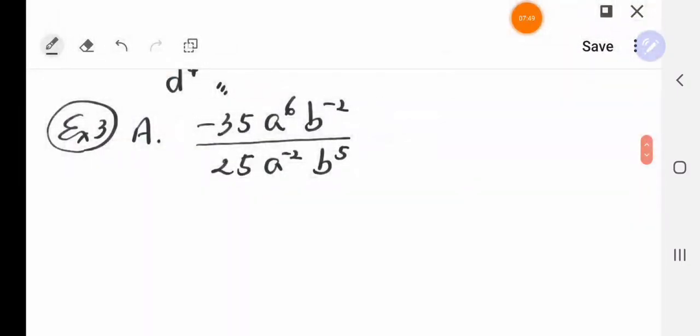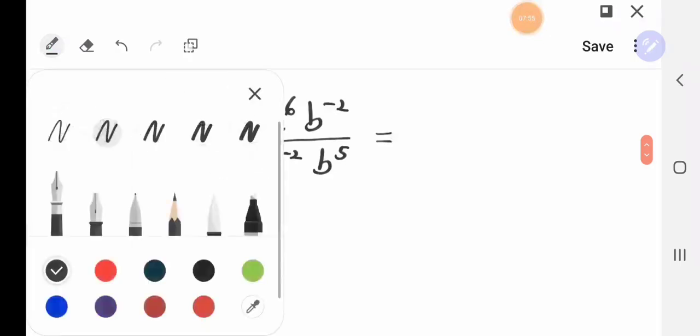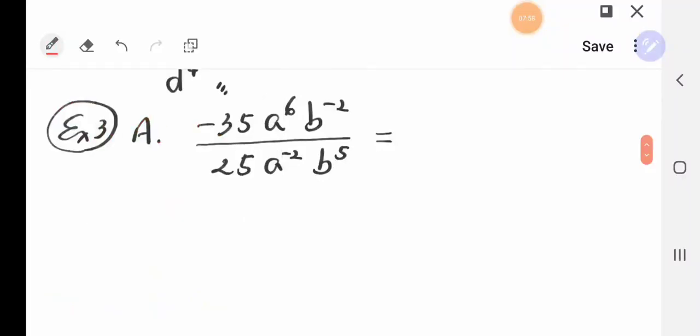Okay, exercise 3, letter A. Let's simplify this. So before we do this, let's reduce numbers. 35 and 25, they are both divisible by 5. So divide 35 by 5, then there will be 7. And 25 divided by 5 is 5.